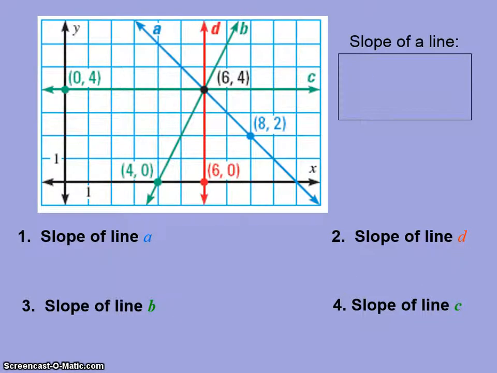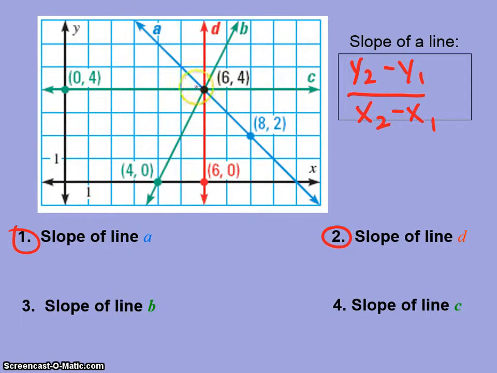Now we're going to move on to slope. This should hopefully be a refresher for you. The slope equation to find the slope of a line is y2 minus y1 over x2 minus x1. We are only going to work out 2 examples just to save us some time here.